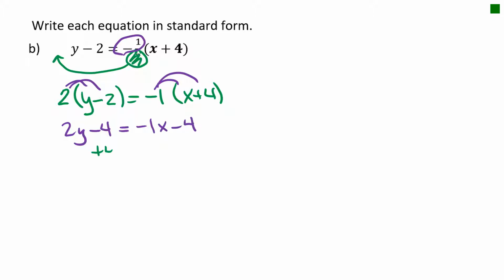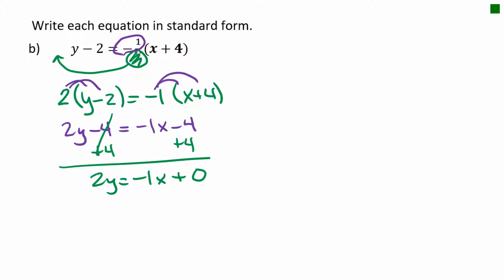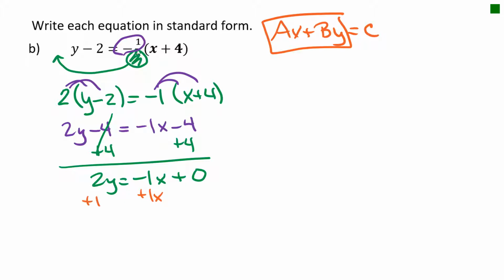We got to get this constant 4 over to the other side. So what do we have left now? 2y equals negative 1x plus 0. Normally we just cross that out, but I know where I'm going with this. Remember, standard form, ax plus by equals c. The x and the y have to be on the same side. So I need to move this negative 1x over by adding a positive 1x. Brings the 1x first, the positive 2y, and then I have to have the 0 on this side.